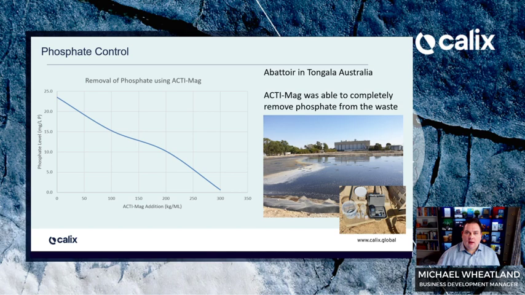And it's very predictable as well. You can see here that the addition of ACTI-Mag is incredibly controlled. So if you need a phosphate level, say, below 10 milligrams per litre of phosphate, we know exactly how much ACTI-Mag we need to add to the treatment plant in order to achieve that. This testing was done on an abattoir up in Tongala, where they've got an anaerobic system, and we were able to more or less completely remove the phosphate in the laboratory testing, which was quite a success.